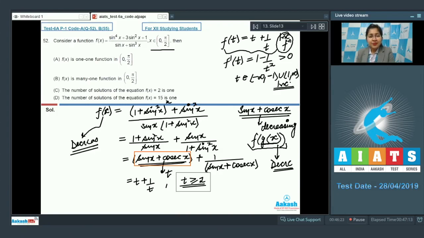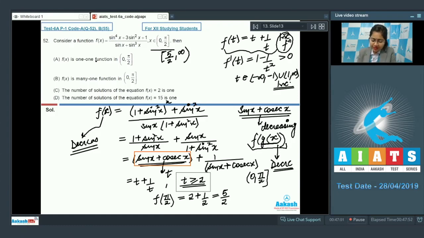So let us find the maximum and minimum value of the function. Now as x is going from 0 to pi by 2, let us put x equal to pi by 2. So we will get f(pi by 2) equal to 2 plus 1 by 2, that is equal to 5 by 2. So this is the minimum value of f(x), that is, it is going from 5 by 2 to infinity, and it is a decreasing function. Now we know that it is a decreasing function, so it is a one-one function, right? So option A is correct.